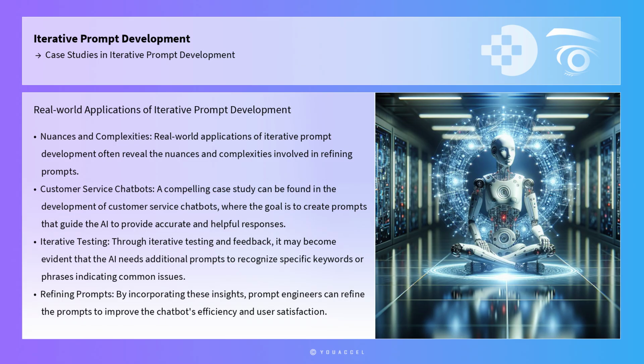Real-world applications of iterative prompt development often reveal the nuances and complexities involved in refining prompts. A compelling case study can be found in the development of customer service chatbots, where the goal is to create prompts that guide the AI to provide accurate and helpful responses to user inquiries. Initial prompts might instruct the AI to ask clarifying questions when the user's query is vague. However, through iterative testing and feedback, it may become evident that the AI needs additional prompts to recognize specific keywords or phrases indicating common issues. By incorporating these insights, prompt engineers can refine the prompts to improve the chatbot's efficiency and user satisfaction.